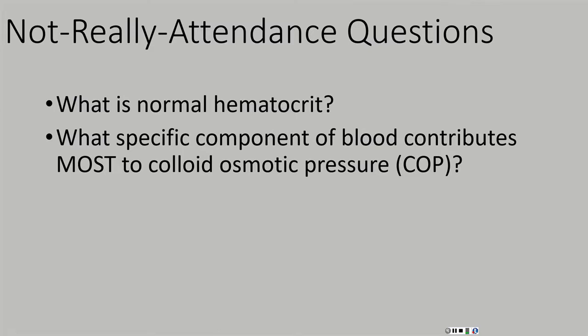Next, what specific component of blood contributes most to colloid osmotic pressure? Well, remember, colloid osmotic pressure is that pulling force. So stuff in the plasma pulling water towards itself, holding water in the blood so it doesn't all leak out at the capillaries. So which component of blood, specifically which component of plasma, contributes most? Well, that was the protein albumin. Albumin is a very large protein, and its primary function is to hold water in the blood.